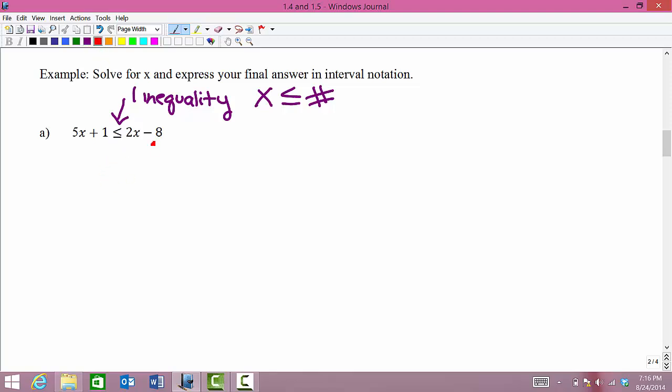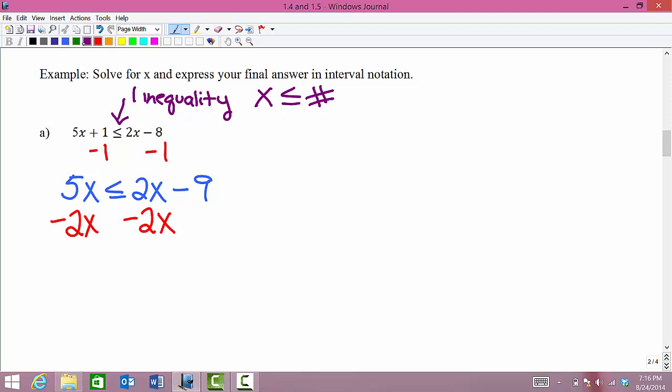So what do I want to do first? Let's subtract 1 from both sides of our inequality. Combining like terms here, we get minus 8 minus 1, we have minus 9. And then let's get that x by itself on the left-hand side. In order to do that, we would subtract 2x from both sides of our inequality.